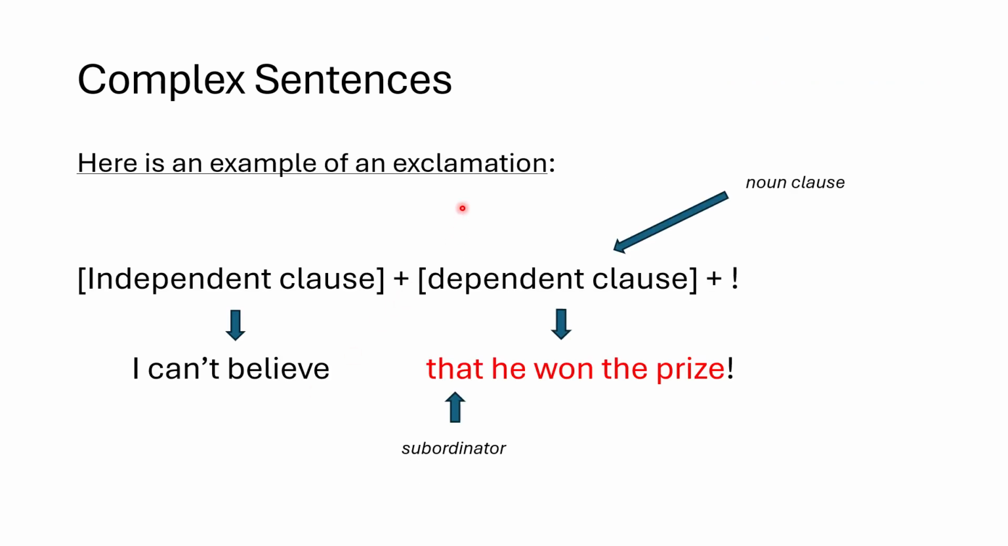Here is an example of an exclamation. The independent clause is I can't believe. Ask, can't believe what? The dependent clause, which is the noun clause, is that he won the prize. The noun clause is the object of the verb believe. I can't believe that he won the prize. This is an exclamation because it expresses surprise or strong emotion.